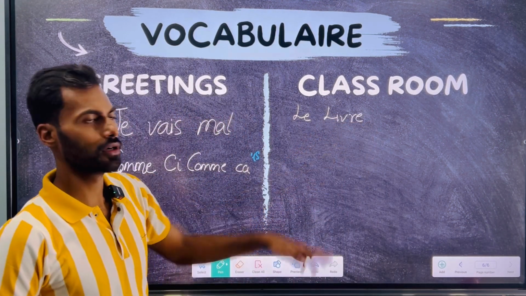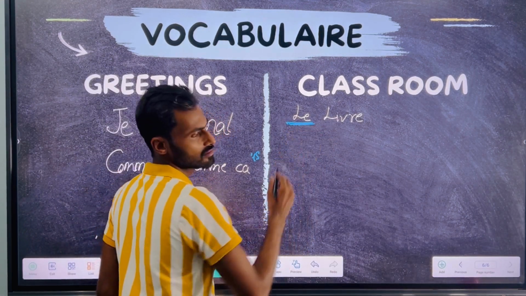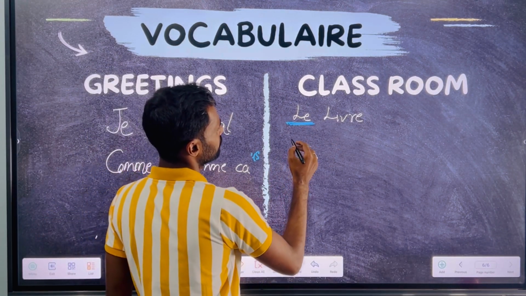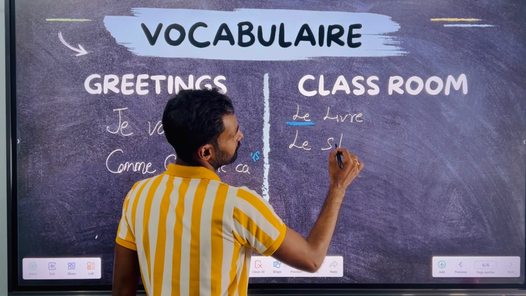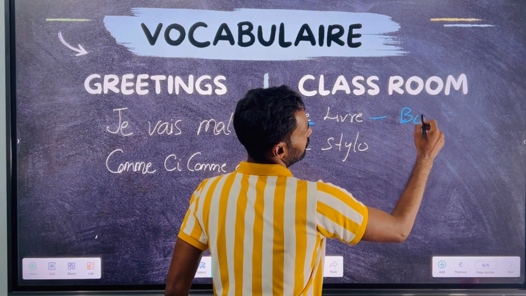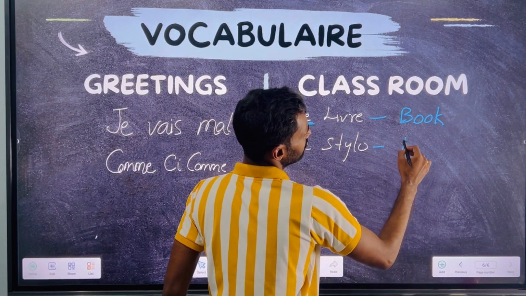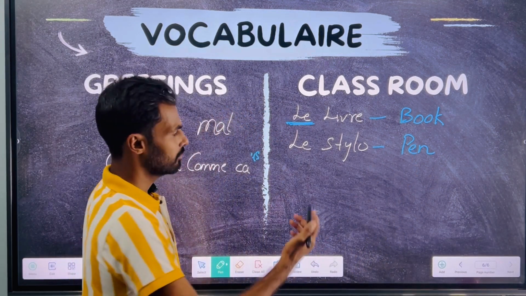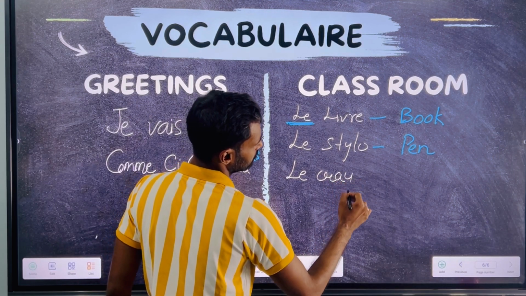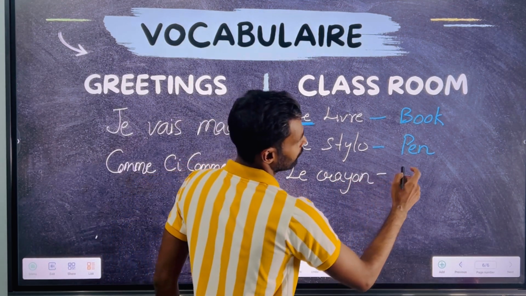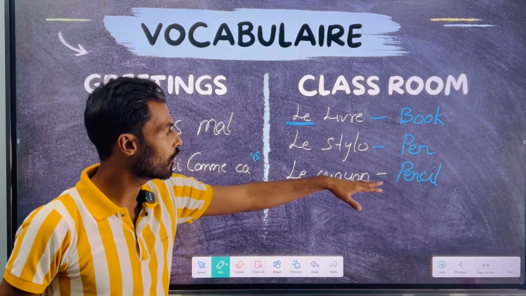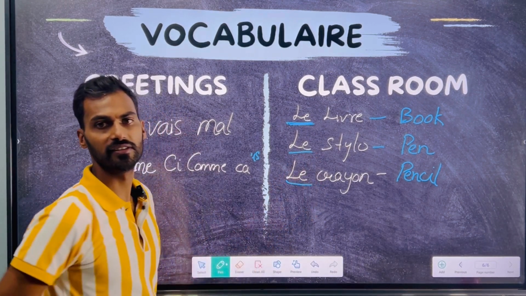This is the book. And what is this? I have written this. Just wait, I will be telling you about these things. Now, the pen. Le stylo. This is le livre. This is book. This is pen. Now, the pencil. This is how we say pencil. Le crayon.